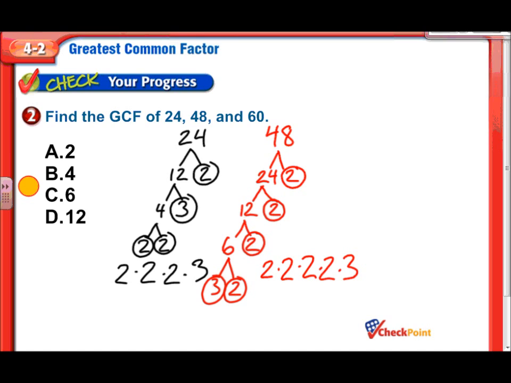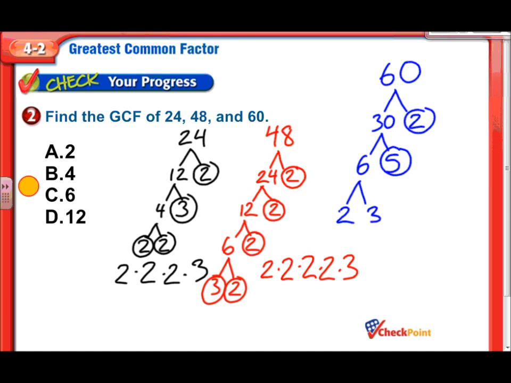All right, let's scoot that down maybe a little bit. Now we have 60. 60 would be, how about 30 times 2? And 30 could be 6 times 5, and 6 could be 2 times 3. And there we go. We have all prime numbers. So we have 2 times 2 times 3 times 5.